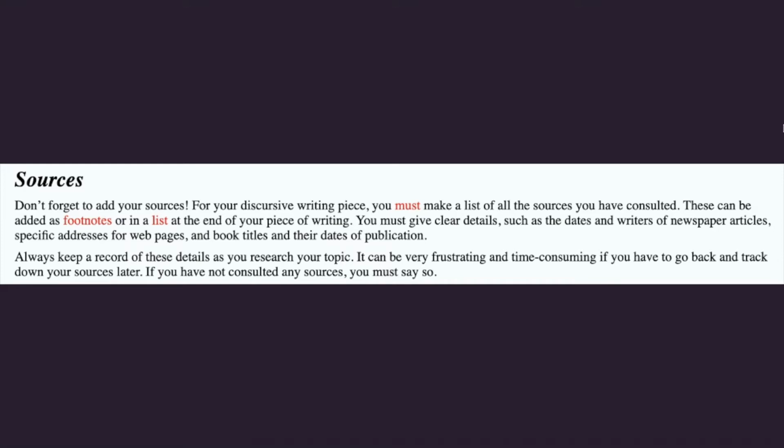You don't want to be in the position where you finish writing and you've got to go back and find them all again, because that can be time consuming, a waste of time, and maybe you'll not find something that you've read already. So keep a list. Just keep copying and pasting those links into the bottom of your Word document. So much easier to do it as you go.